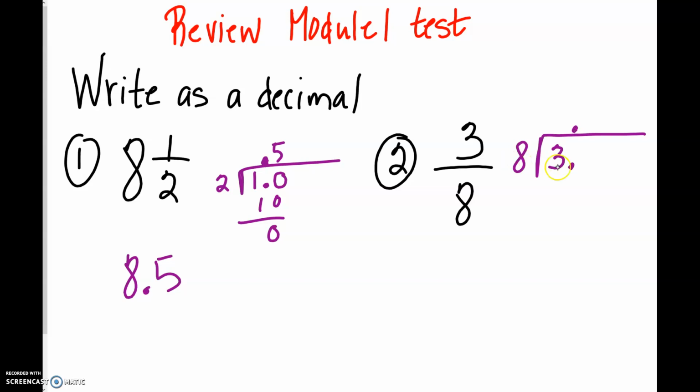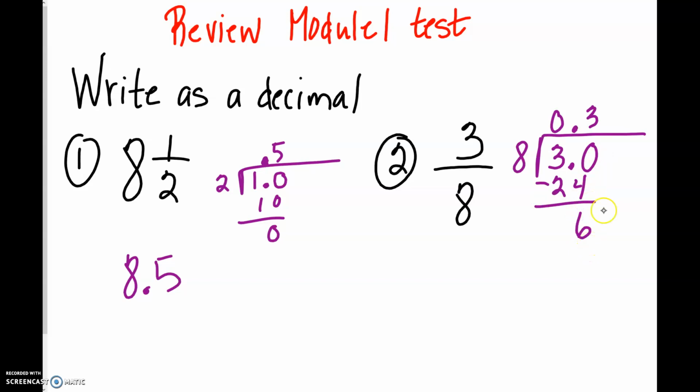All right, so 8 doesn't go into 3, so we're going to put a 0 to hold that place value, and I'm going to put in a 0. Now 8 goes into 30. Let's see, 8 times 4 is 32. That's too big, so I'm going to pick 3. 8 times 3 is 24. 30 minus 24 is 6.